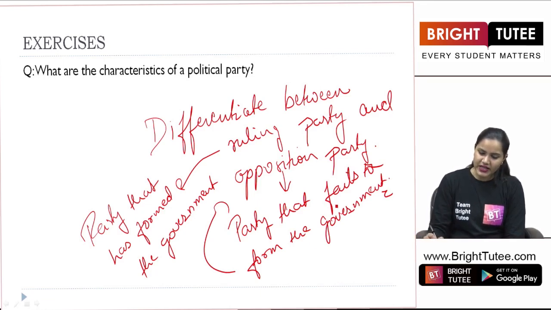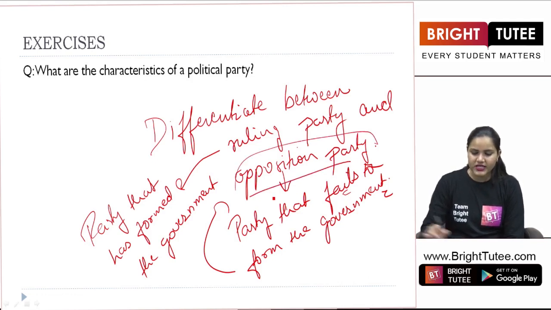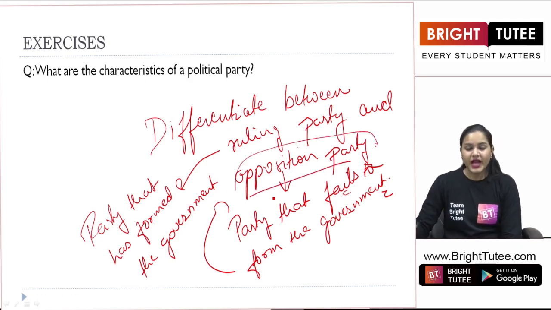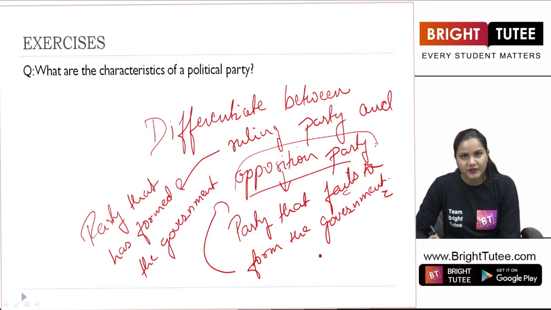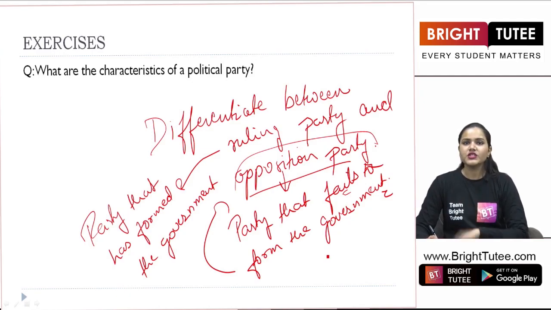So basically the party that is in majority and fails to form the government, right? So this party is known as the opposition party that criticizes and examines the policies or the schemes introduced by the ruling party, right? And helps in shaping public opinion as well. So this is how you can answer this question here.